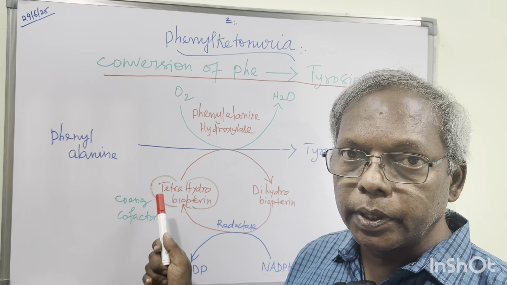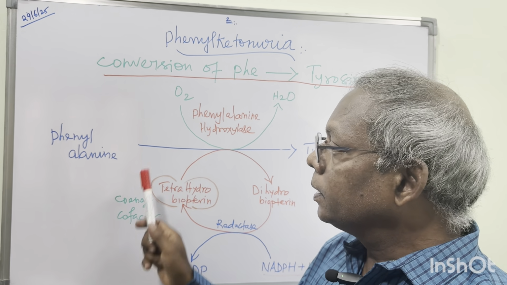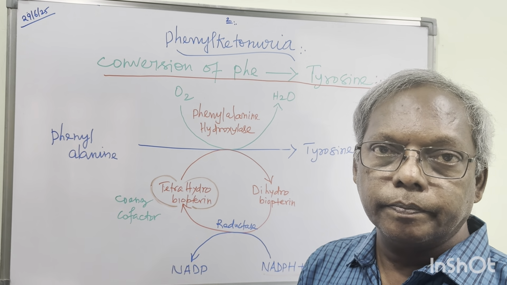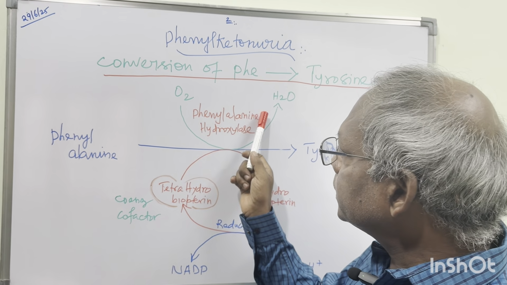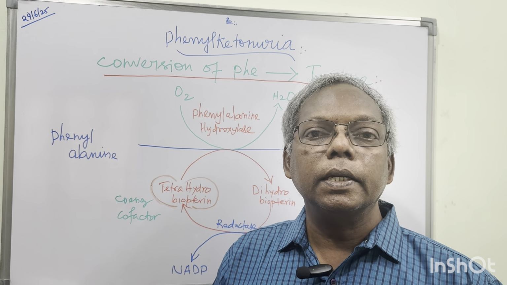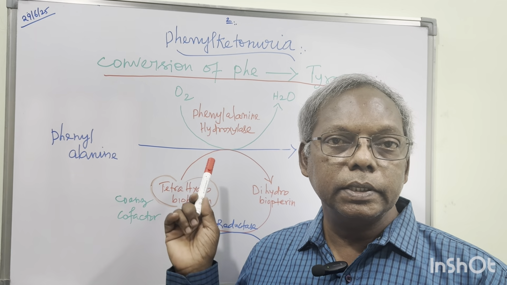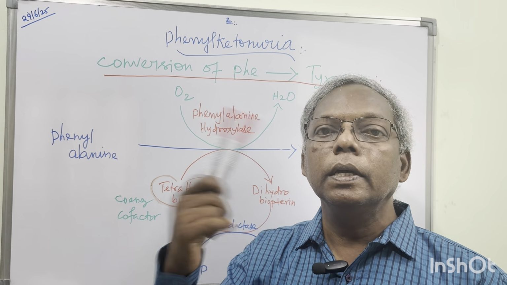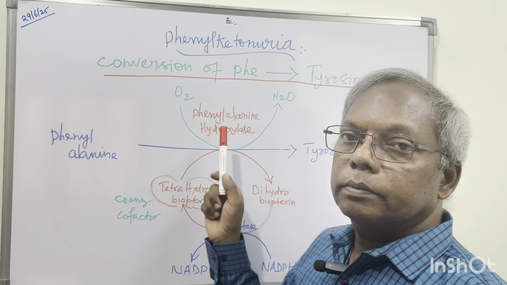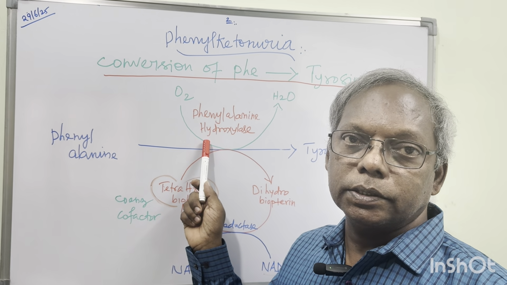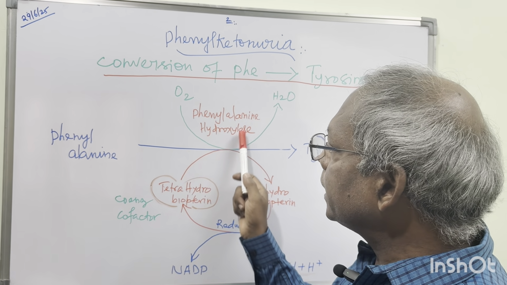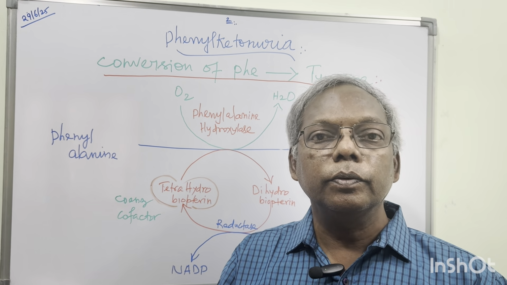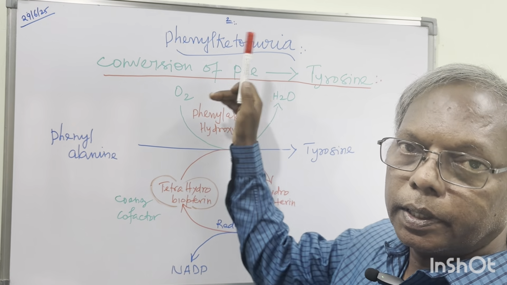Very important first point for phenylketonuria: the amino acid phenylalanine is always converted into tyrosine. For this conversion, the first enzyme needed is phenylalanine hydroxylase. Very important enzyme name. You should write it carefully in your university examination. Most of the students will change the name of this enzyme. Phenylalanine hydroxylase. Don't write anything else. For this hydroxylation, we require one oxygen molecule which will be converted into water molecule. This is the first part.